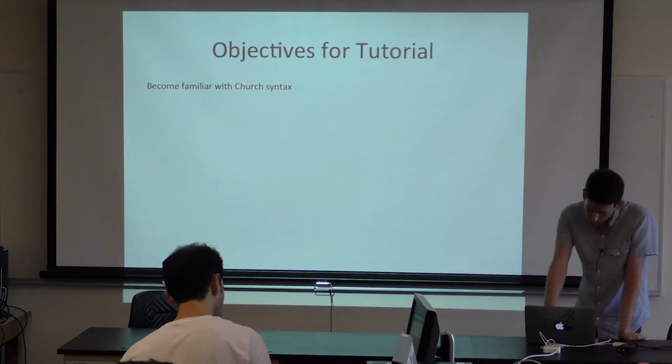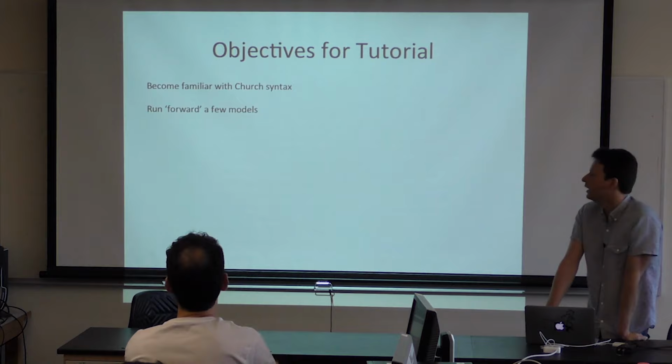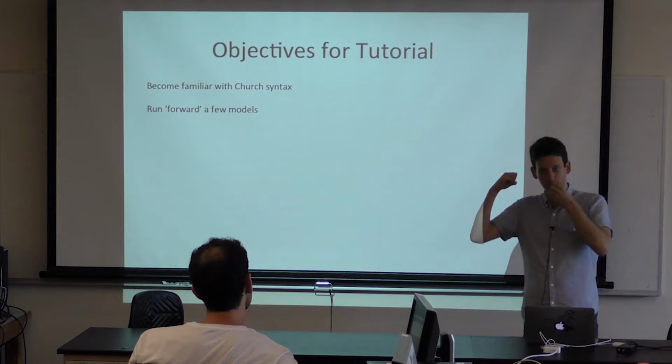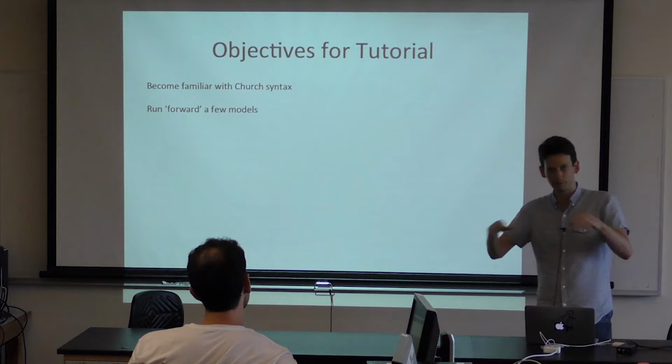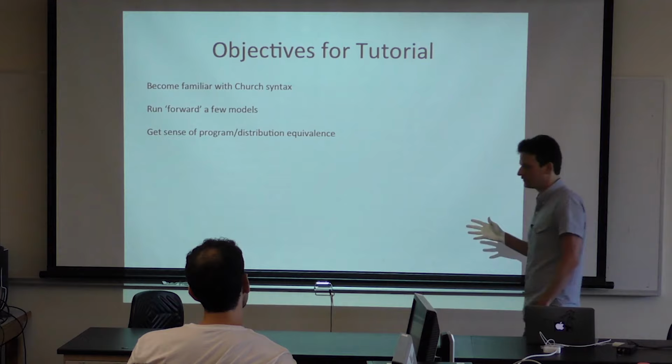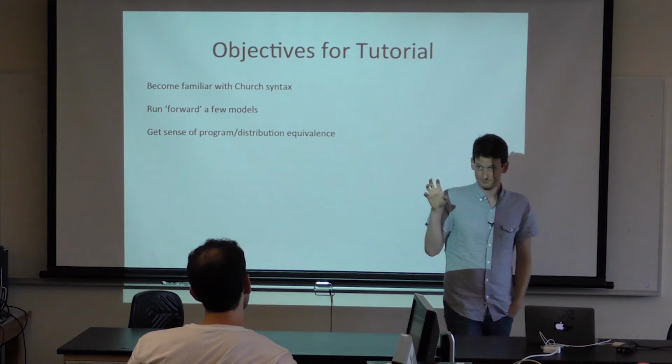The objectives for this tutorial are, first of all, to become familiar with the Church syntax. It can be a little wonky if you don't know it at first. Then to run forward a few models, before inference: here's my forward model, here's how I describe the world, now let's try sampling from it. Let's sample again, see what distributions we get. Get a sense for the point that I'm going to make a few times, which is that once you write your forward model, that is a representation of a distribution. I'll come back to this point, but keep that in mind.